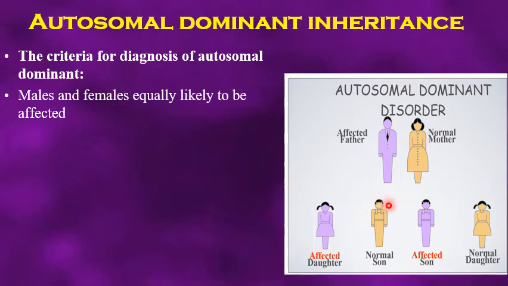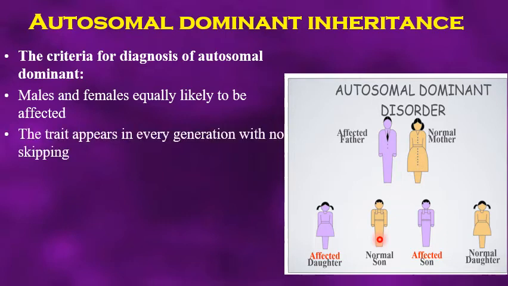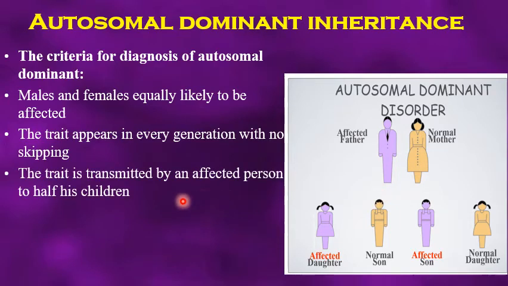Males and females are equally likely to be affected، يعني لهما نفس الفرصة في الإصابة، ليس هنالك تفضيل إناث على ذكور أو ذكور على إناث. The trait appears in every generation with no skipping. الصفة تظهر في كل جيل بدون أن تختفي في أحد الأجيال. The trait is transmitted by an affected person to half his children. يعني الشخص المصاب يمكن أن ينقل الصفة إلى نصف الأبناء، سواء كانوا ذكورا أو إناثا.